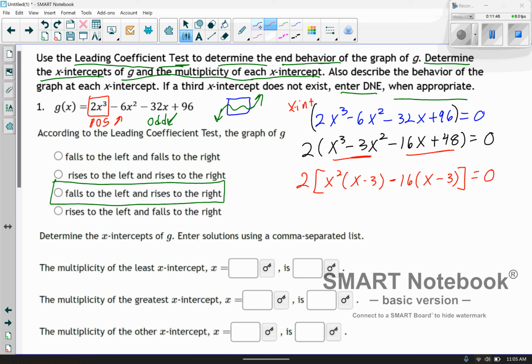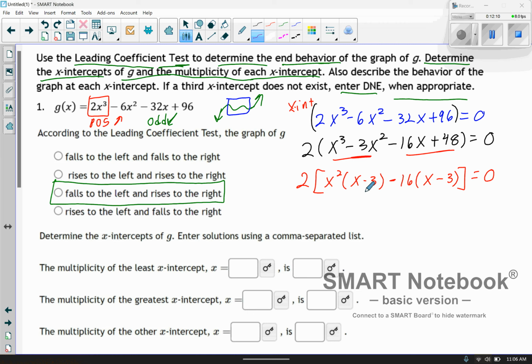So take a moment, just make sure you see everything's the same here. The blue is the same as the black, which is the same as the red right here. I'm just manipulating this to get it into a factored form. Okay, and whenever you see four terms, you should always think factor by grouping. I could have done the grouping from the beginning, but I noticed I could factor out that 2, and it just makes the numbers a little bit easier to work with.